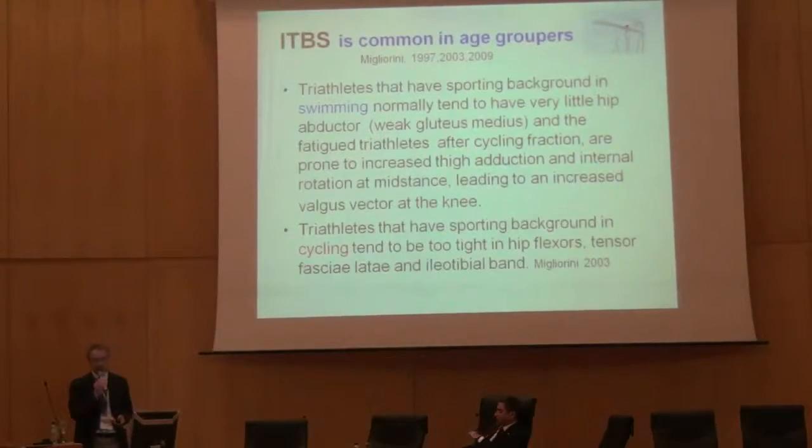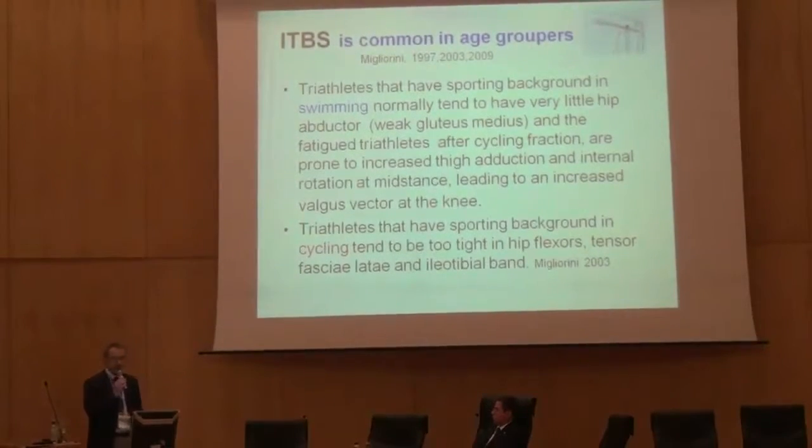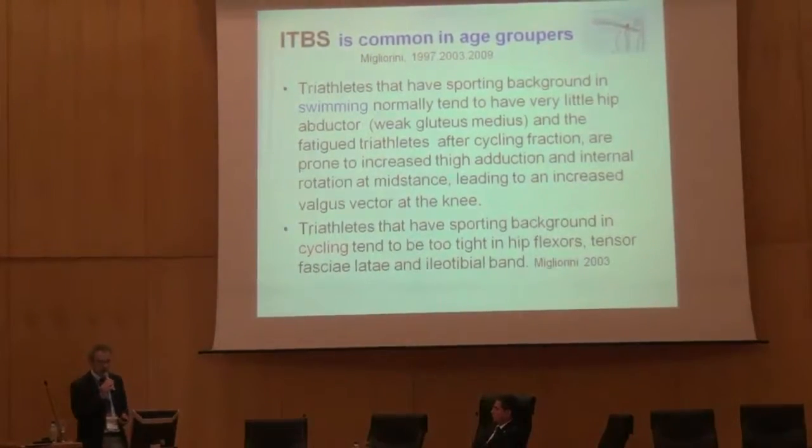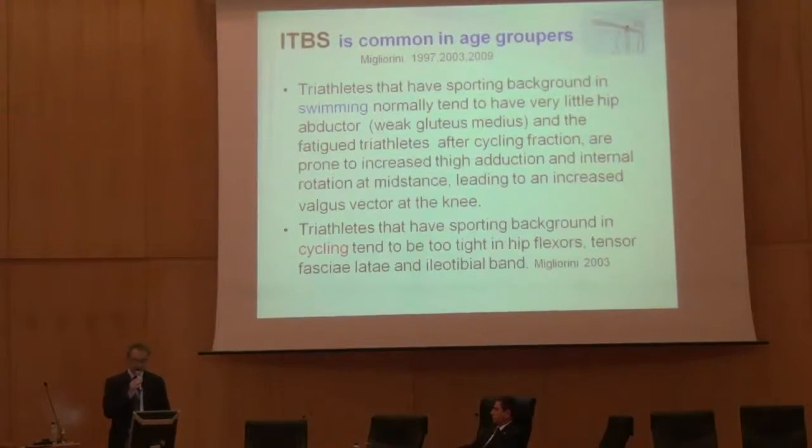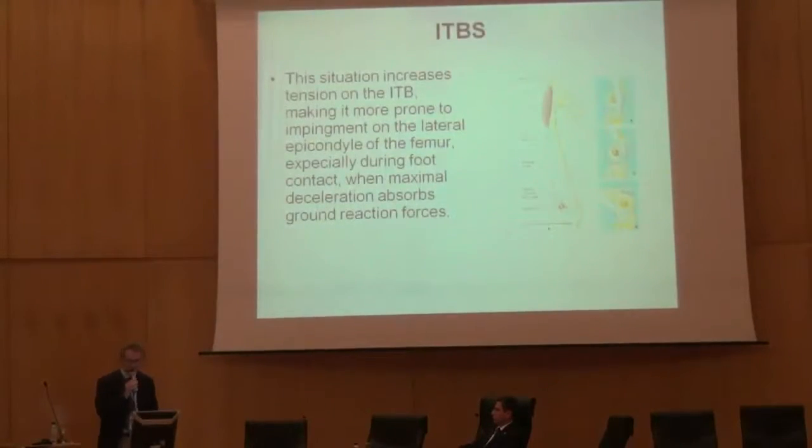We have to study also the background of the athletes, because athletes that have a sporting background in swimming normally tend to have a weak gluteus medius, and triathletes fatigued after the bike are prone to increased thigh adduction and internal rotation, leading to an increased valgus vector. Triathletes that have a sporting background in cycling tend to have too tight knee flexors, tensor fasciae latae, and iliotibial band. For all of this, the iliotibial band has a great impingement on the lateral epicondyle of the femur, especially during foot contact, when maximum deceleration absorbs acceleration force.